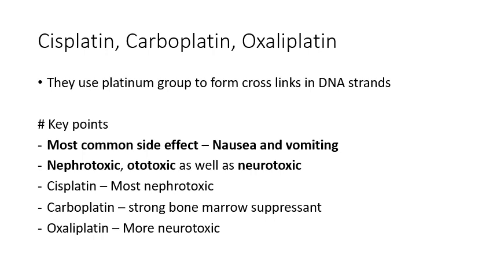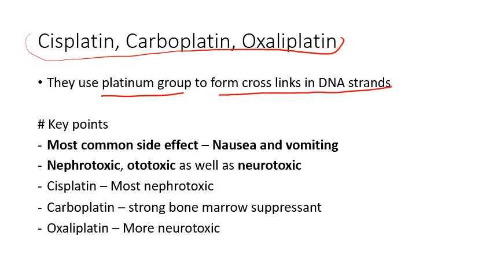The next group of drugs is platinum containing compounds, that is cisplatin, carboplatin, and oxaliplatin. Their action is similar to alkylating agents, but the only difference is that instead of donating an alkyl group, they donate platinum group to form cross links in the DNA strands. Their most common side effect is nausea and vomiting, in that they are one of the most emetogenic anti-cancer drugs. They are nephrotoxic, ototoxic, and neurotoxic as well. Cisplatin is the most nephrotoxic drug. Carboplatin is a strong bone marrow suppressant, and oxaliplatin, the side effect that is seen more often is neurotoxicity.